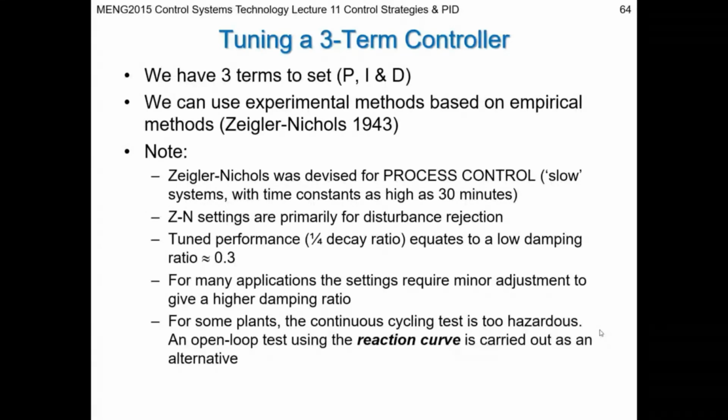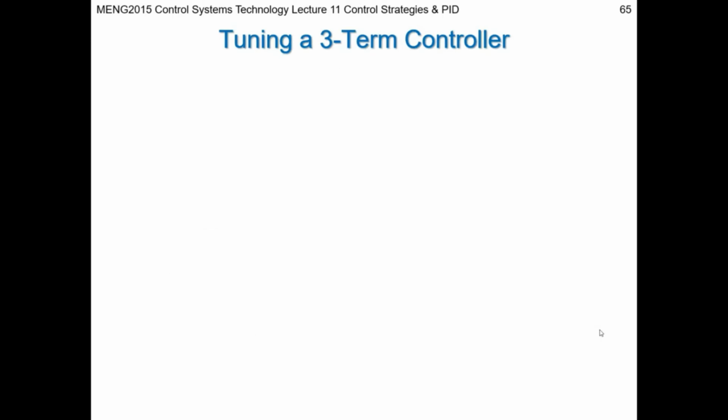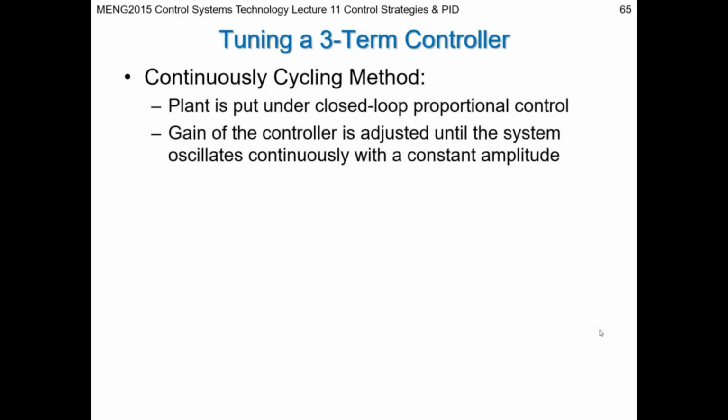For some plants, the continuous cycling test is too hazardous. We're going to look at what that is in just a minute. There are two types of tests that you can use. One is continuous cycling, and the other is reaction curve. Depending on the type of plant, the continuous cycling test can be too hazardous, so you might use a reaction curve.